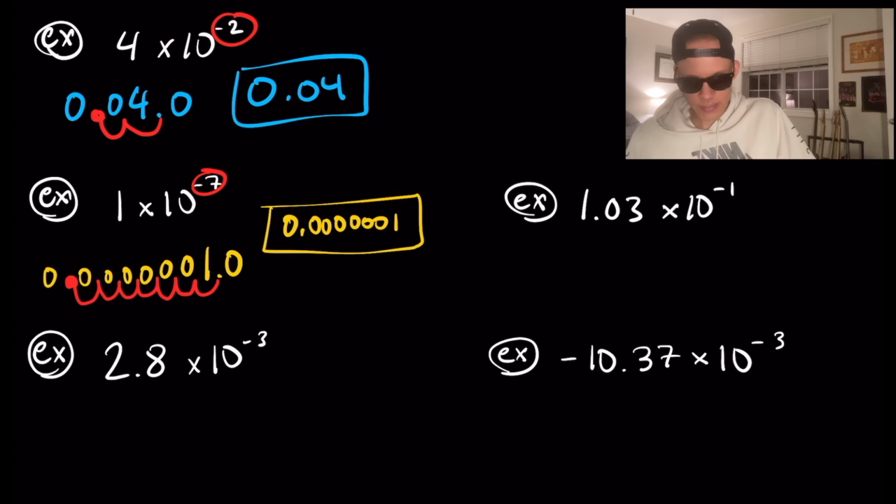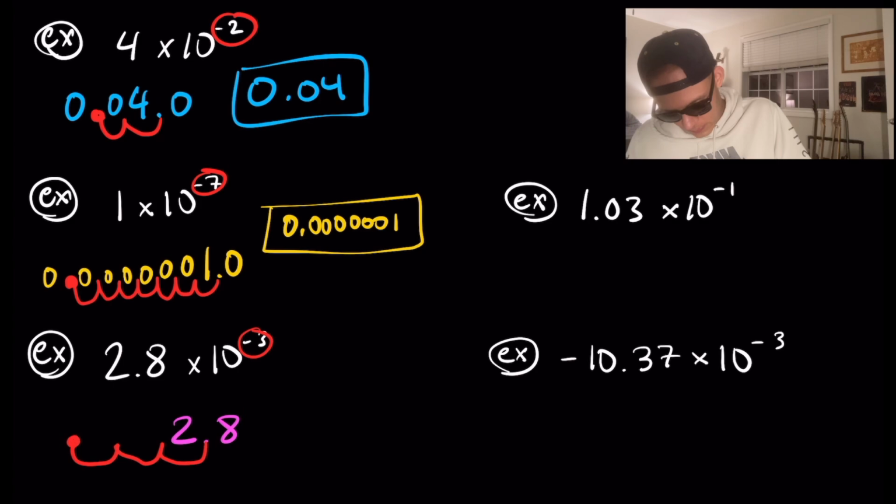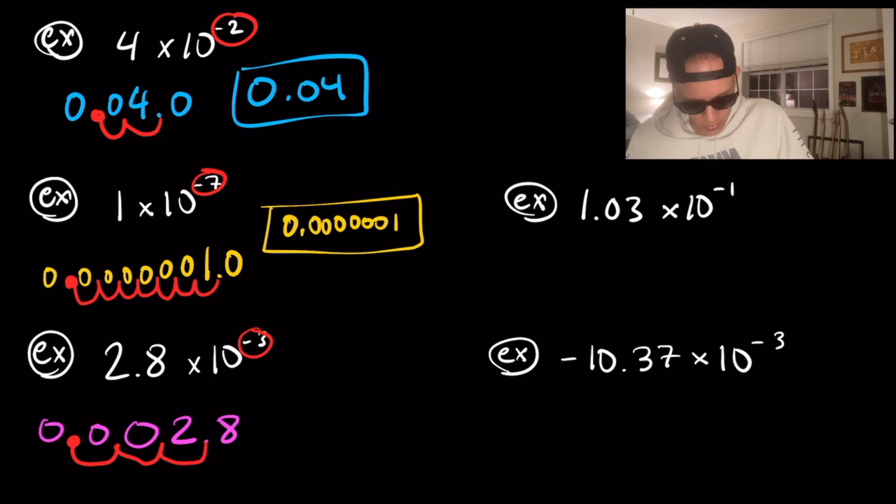Okay, 2.8 times 10 to the negative 3rd. So 2.8 is already in decimal form, so I'll just write that. And then we're moving the decimal to the left 3 places. So 1, 2, 3. Decimal goes here. And I'll put some zeros here and here. And final answer, so standard form of 2.8 times 10 to the negative 3rd is going to be 0.0028.